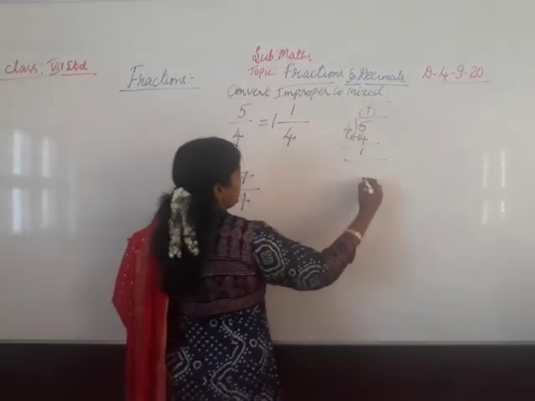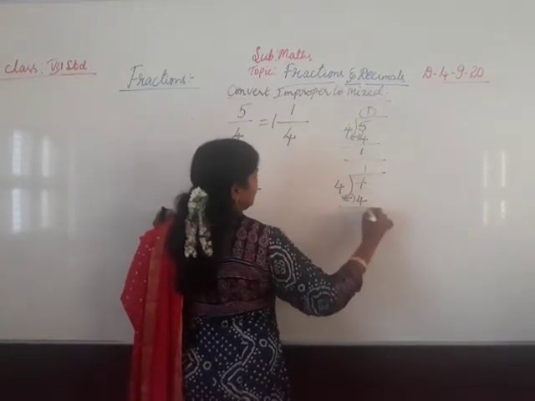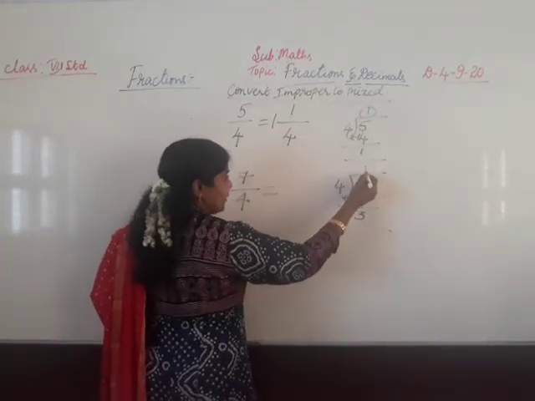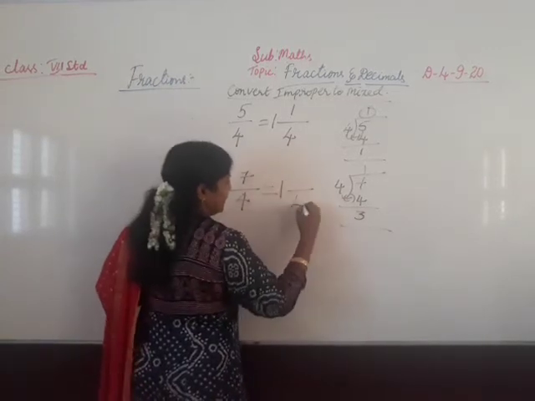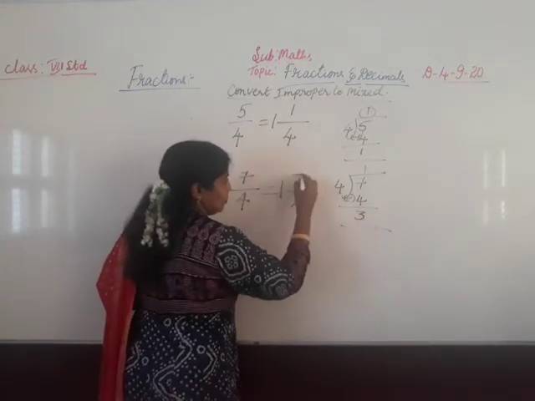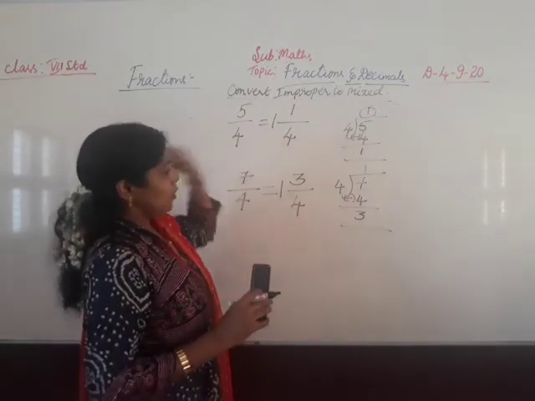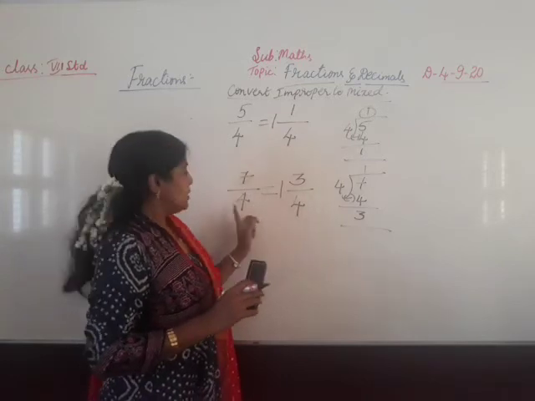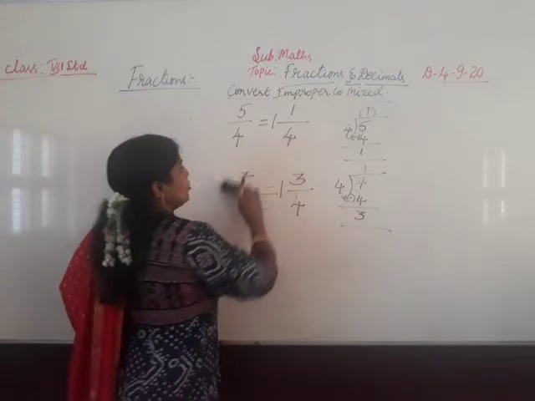So what we have to do? We have to divide the numerator by the denominator. 4 1s are 4. 7 minus 4, 3. So what is the quotient we got? 1. Write it in the whole number place. Write the denominator as it is and write the remainder in the numerator. Here we get confused. Always the quotient in the whole number place. Don't get confused. Write the denominator without thinking and write the remainder in the numerator.